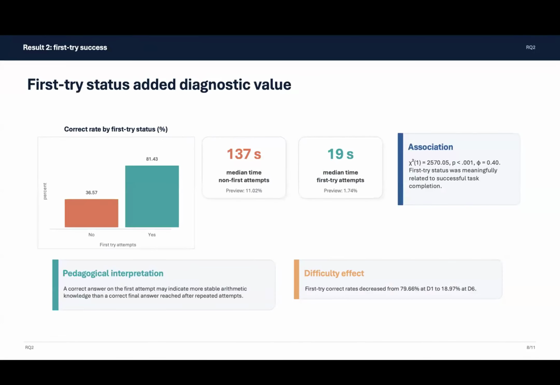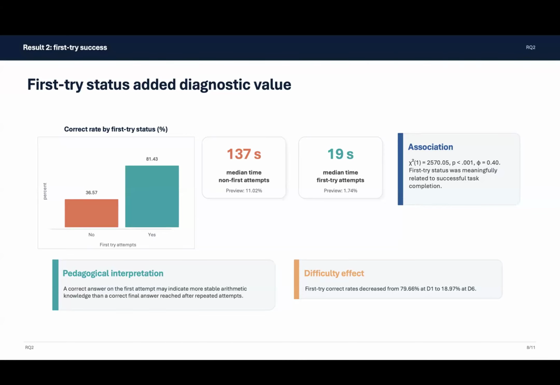The second result focuses on first try success. This variable is important because final correctness alone can hide meaningful differences in the learning process. When the attempt was marked as a first try, the correct answer rate was 81.43%. When it was not a first try, the correct answer rate was only 36.57%.